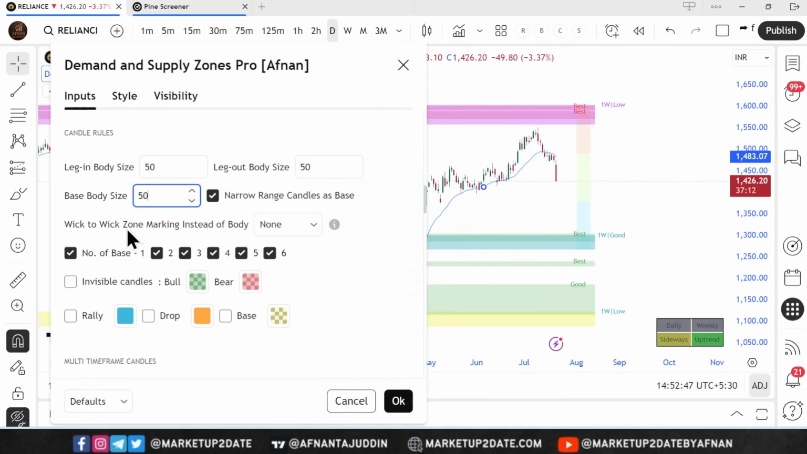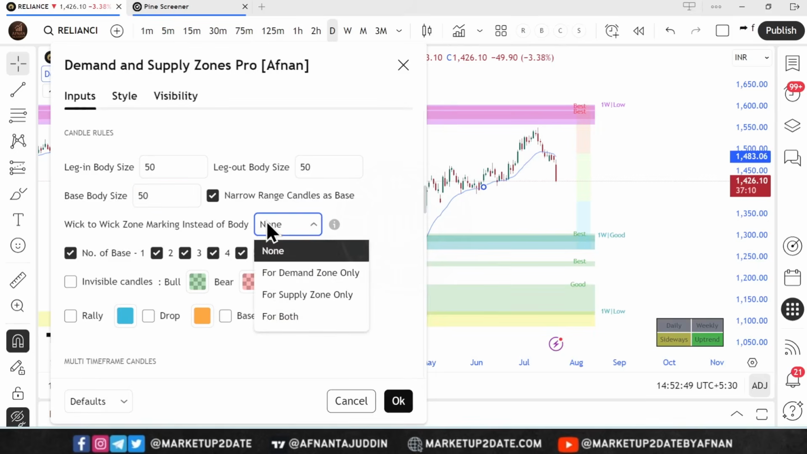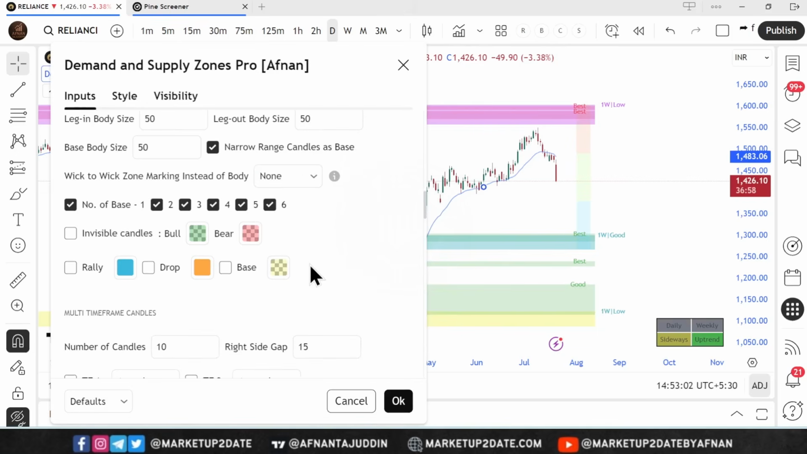Wick-to-wick zone marking. By default, zones are drawn from the wick to bodies of the base candles. You can change this to mark from wick to wick for any or all zones, which will result in larger, more conservative zones. Number of base candles. You can choose to allow zones with 1, 2, 3, 4, 5, or 6 base candles. Disabling the higher numbers will result in only very tight, compact zones being shown on your chart.